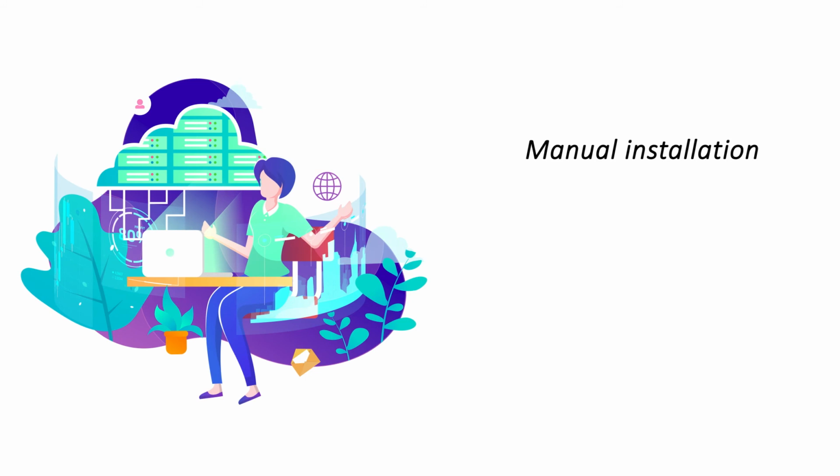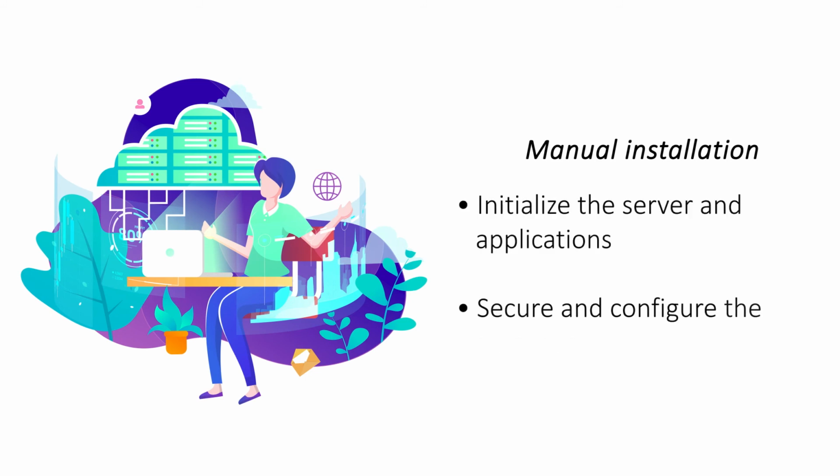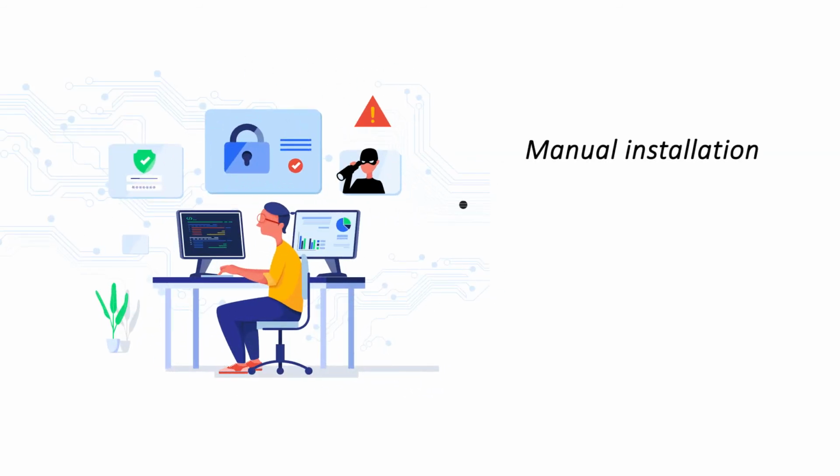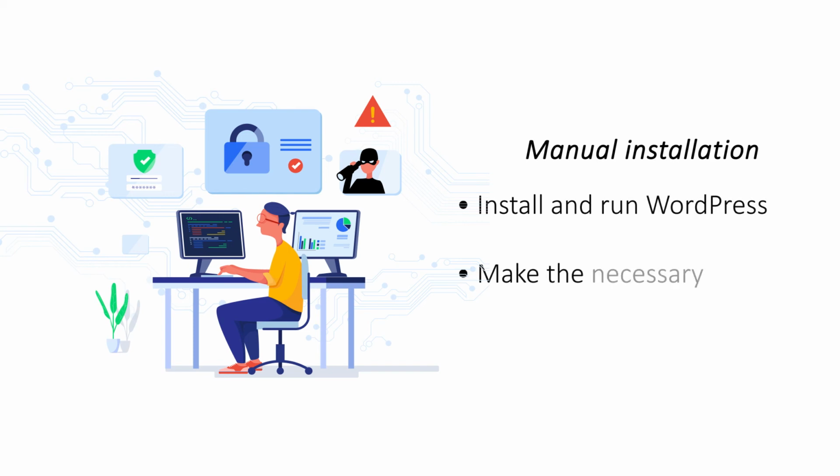Secure the database to block remote logins and configure it for WordPress. Initialize the server, start the applications. Install and run WordPress. Finally, edit the wp-config.php file to enter the database details.